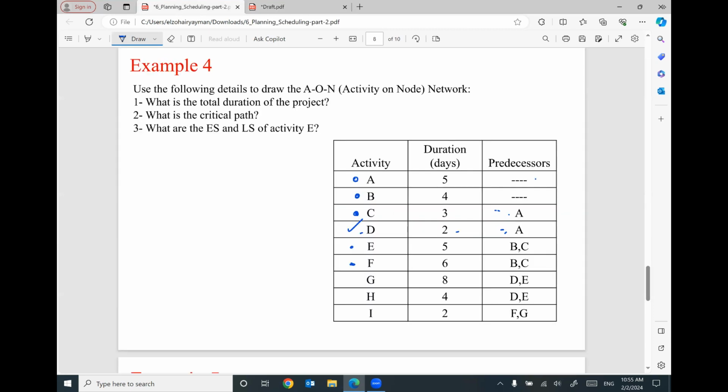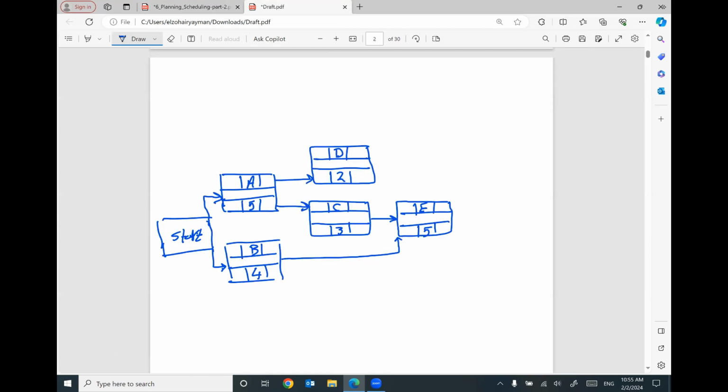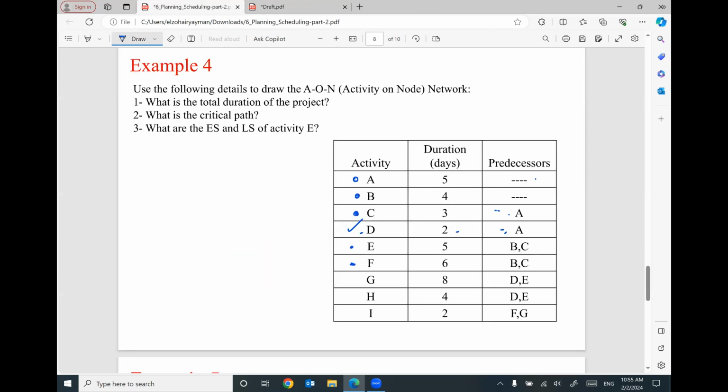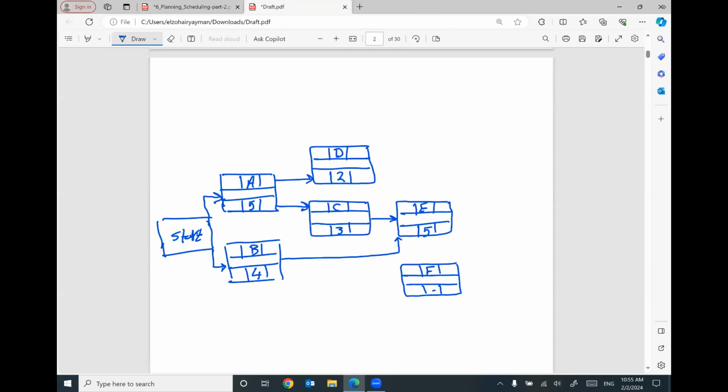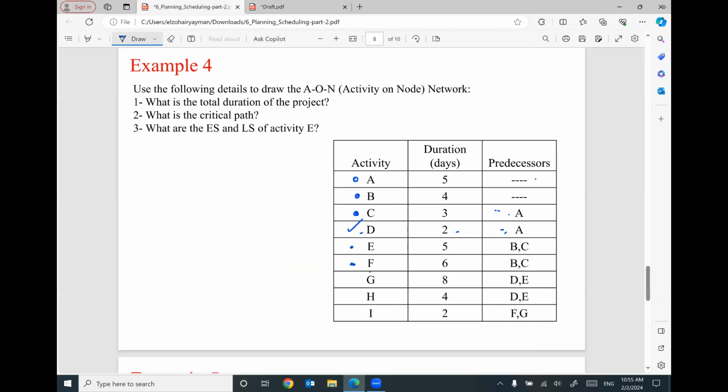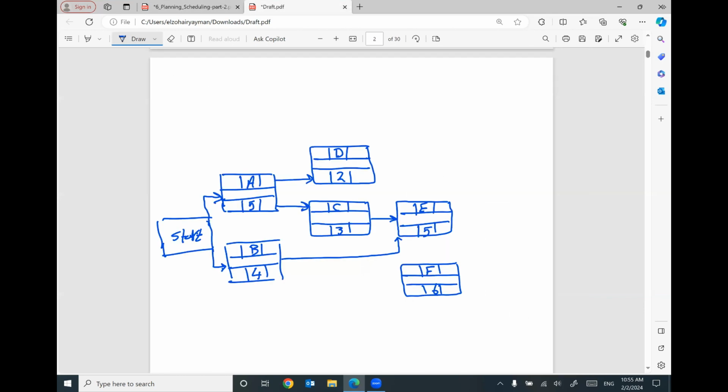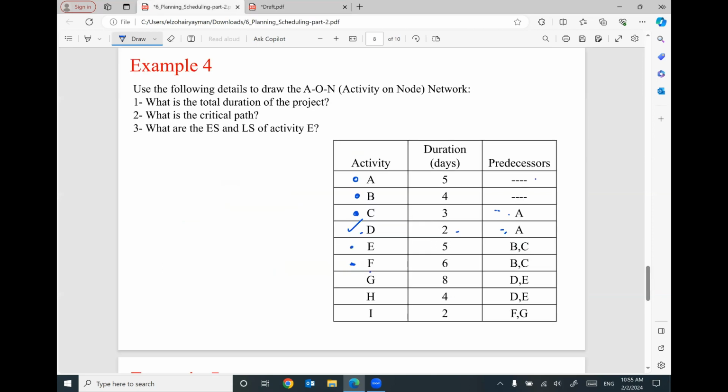We have another activity, F, which has predecessors B and C, so I can put F here, with a duration equal 6. The predecessors for F are B and C. So here is B, and here is C. That makes sense? This is for F.